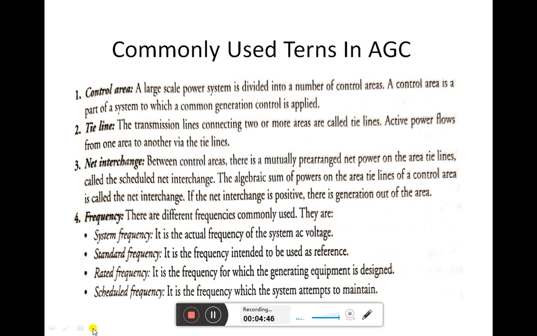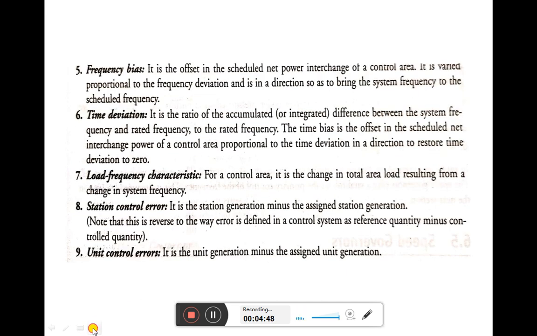Then the next commonly used term is frequency bias. It is the offset in the scheduled net power interchange of a control area.